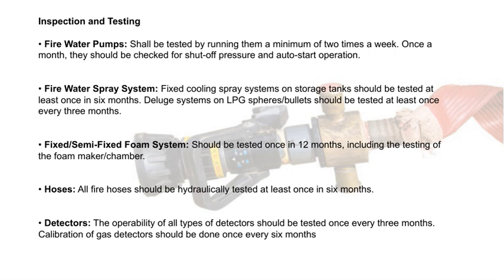Finally, detectors. These are our eyes and ears for early fire detection. We need to test the operability of all types of detectors every 3 months. Gas detectors, in particular, require calibration every 6 months to maintain their accuracy and reliability. Overall, these regular inspections and testing protocols are essential for maintaining our fire safety integrity and ensuring that all systems perform effectively when it truly counts.